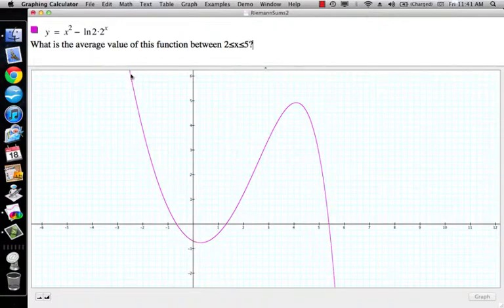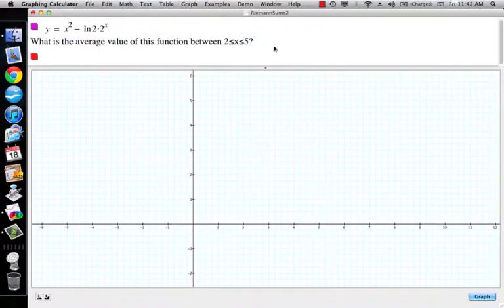And this function is y equals x squared minus ln2 times 2 to the x. And that's what I've graphed. And I want to know what is the average value of this function between 2 and 5. So to show you what I'm talking about, let's put this back in here, on the interval 2 is less than or equal to x is less than or equal to 5.